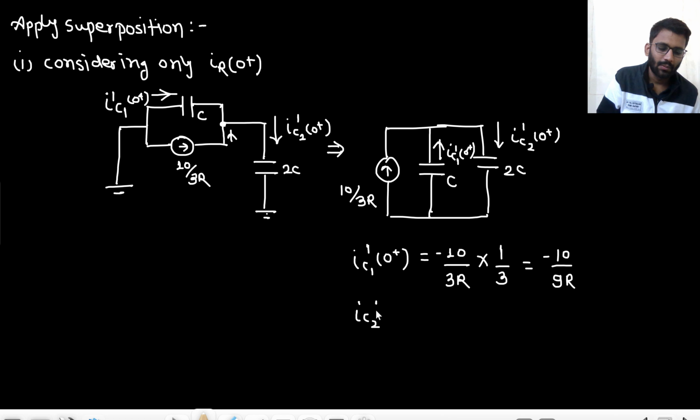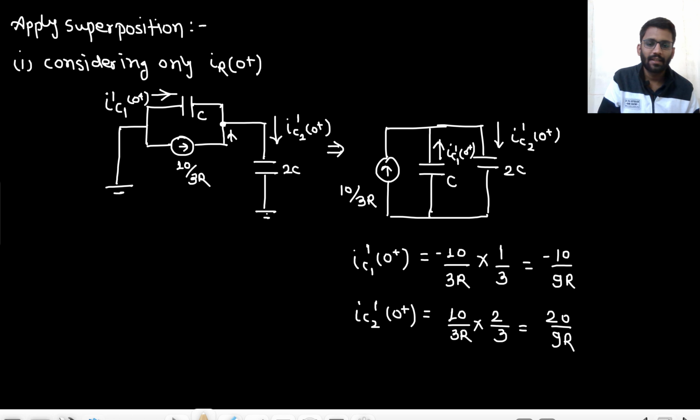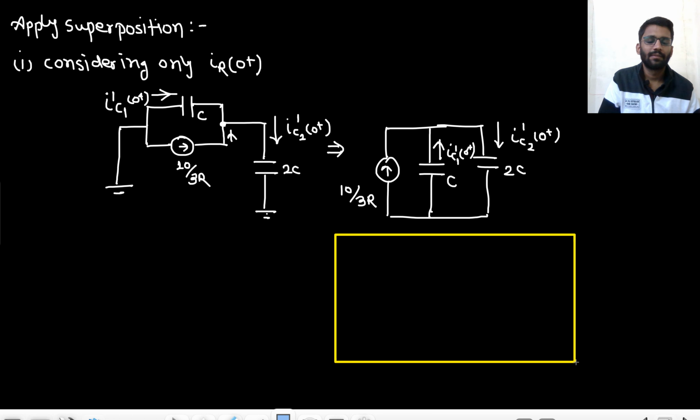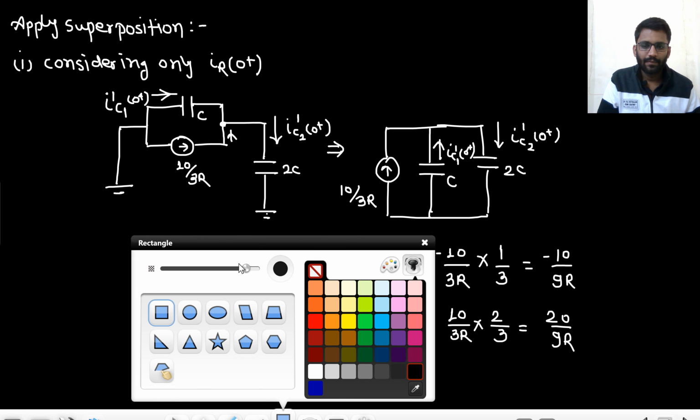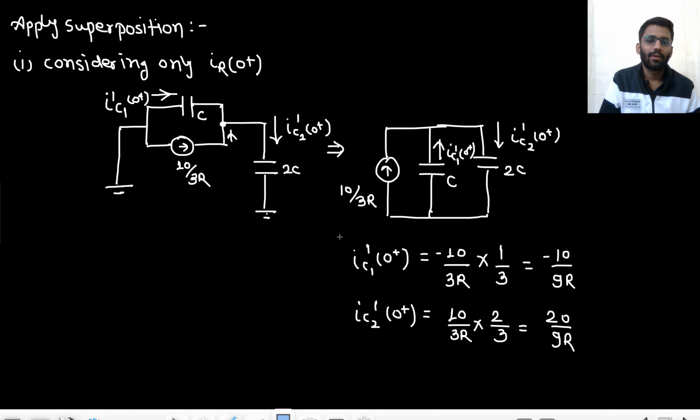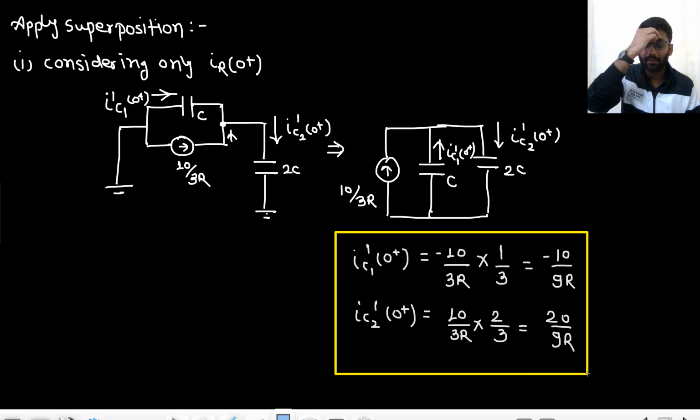And IC2 dash 0 plus would be what? That would be 10 by 3R into 2 by 3, which is 20 by 9R. So these are the values at t equals 0 plus. Okay, this is not the complete value. There are other sources as well. So did you understand what we did? 10 by 3R current is flowing.